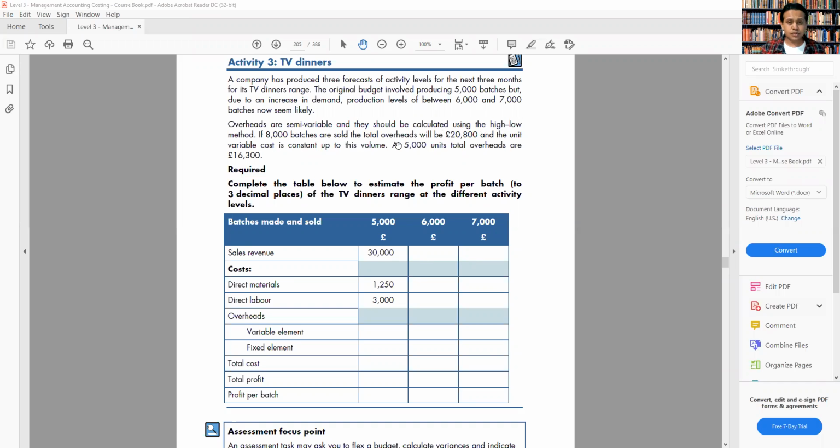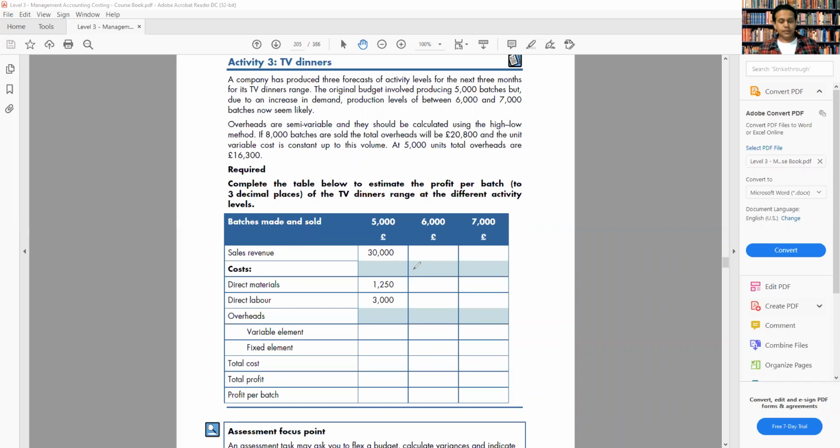If 8,000 are sold, total cost is this, and if 5,000 are sold, it is 16. So this is my higher unit, 8,000. That's my lower unit, 5,000. That's my higher cost, 20. That's my lower cost, 16. This is the method I'm going to use to find out the overhead cost. All right, no worries. So let's do that.